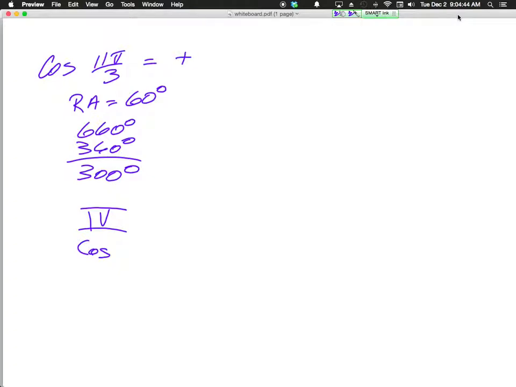My reference angle is 60, so I go to cosine of 60, and my number is 1/2. There's my answer. Okay, I want you to do the next one on your own. Cotangent of negative 5 pi over 6.